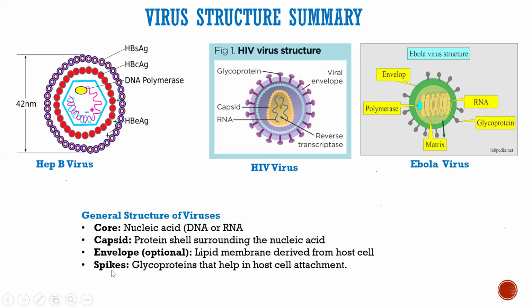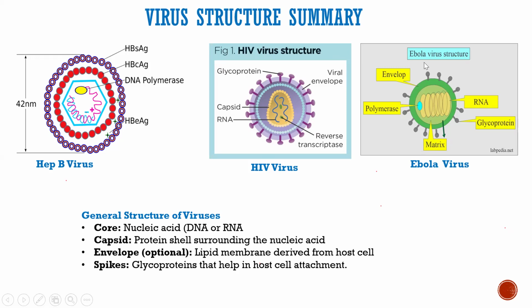Then another one is what we call the spikes. The envelope, let me show you a picture of this envelope. So the viral envelope is just something that covers the cell or gives the viral structure a kind of shape, or it protects it. Okay, that's a viral envelope. Then what we also have another one, spikes. Spikes are the glycoproteins that help in host attachment.